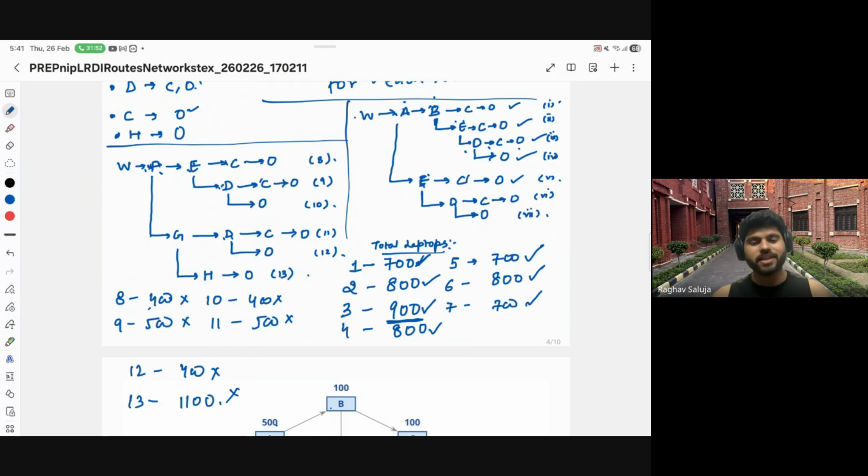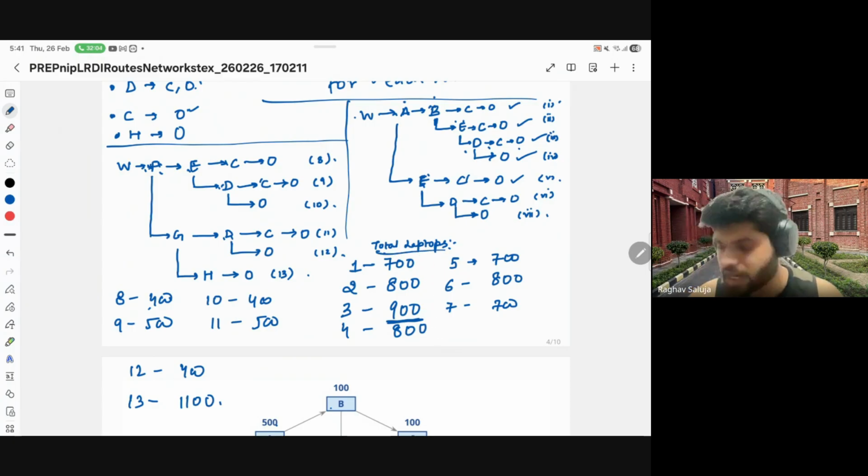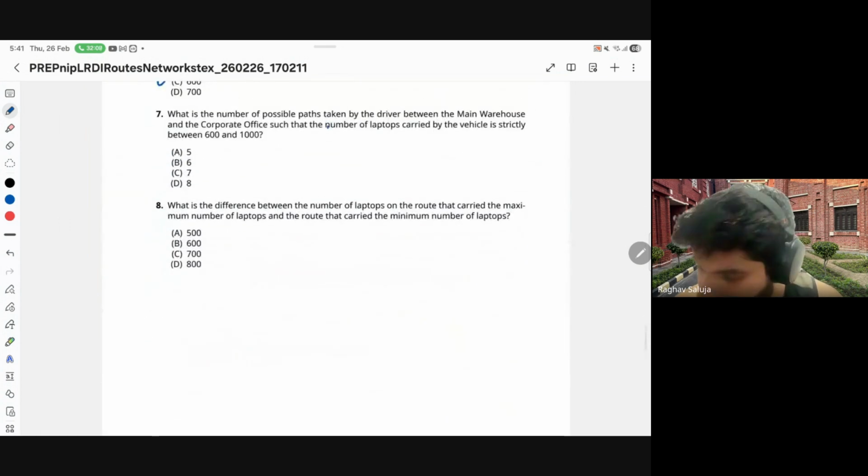So I just have simple bhai. I just have only case 1. All the values from case 2 rejected, all the values from case 1 accepted. So 7. The driver can take 7 routes जहाँ पे the number of laptops are between 600 to 1000. So answer is 7.